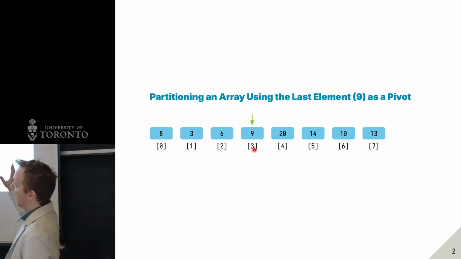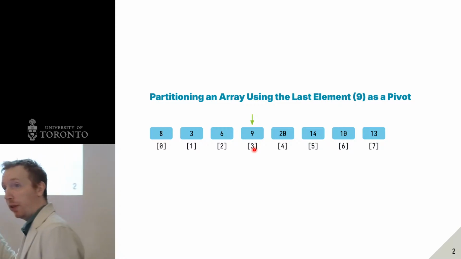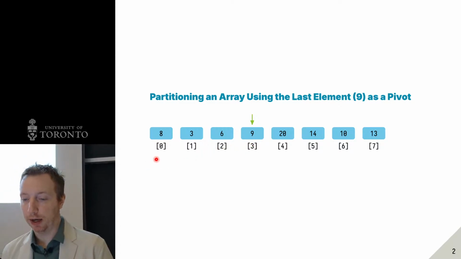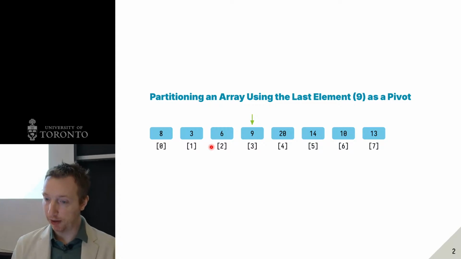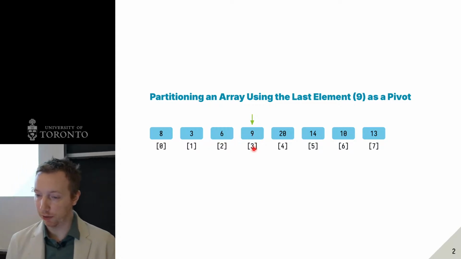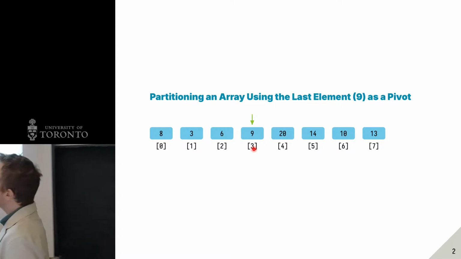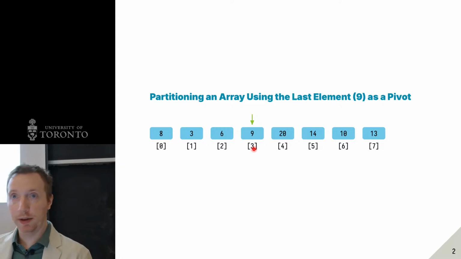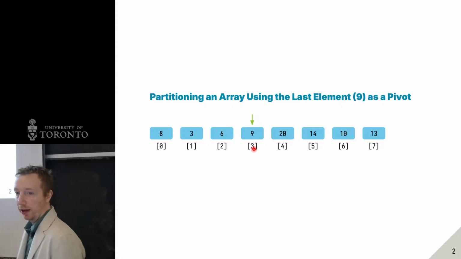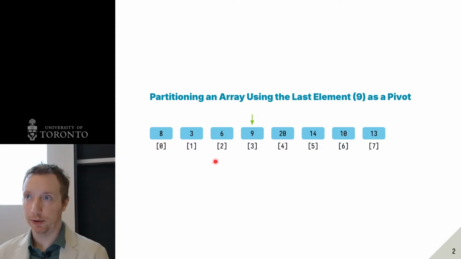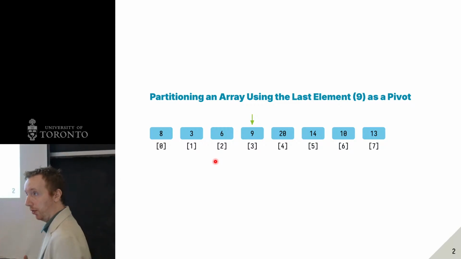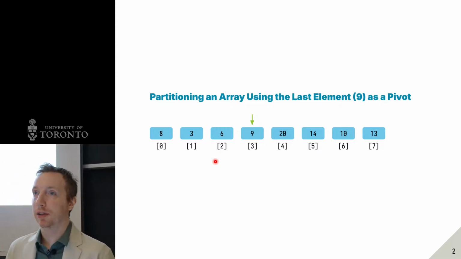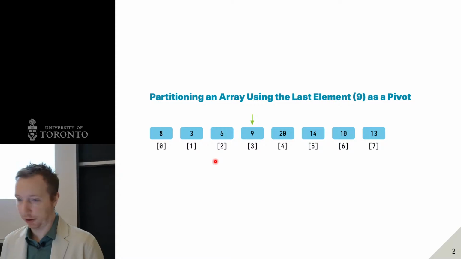Now I'm done, and I can see that I didn't have to sort the entire thing, but now everything to the left of this value, so 8, 3, and 6, are less than, and everything to the right is greater than. So 20, 14, 10, 13. So I know this 9 is in the correct place. I don't have to worry about any other values, and then I can just recursively do it on either side, and eventually it will be sorted. So does everyone see how that works? So that's the whole idea behind quicksort.